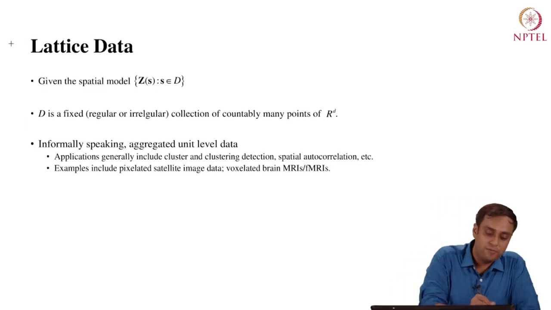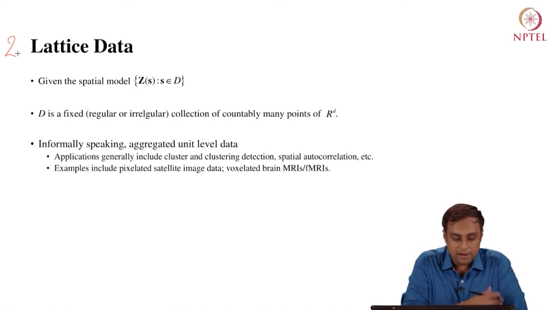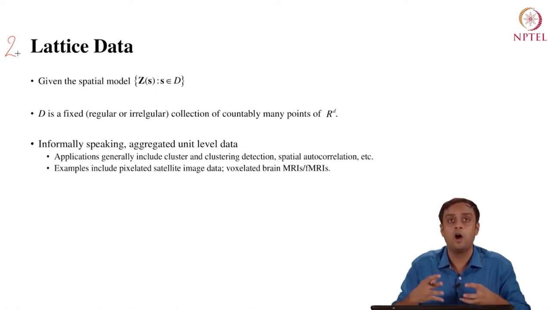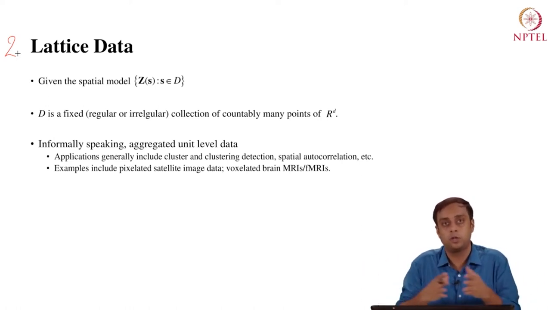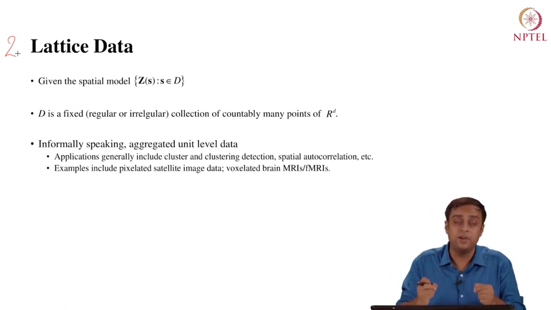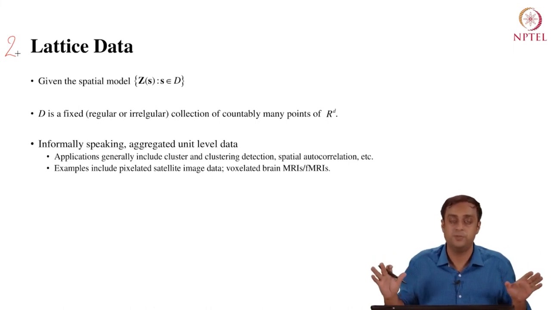The second type of spatial data is called lattice data. Again, here D is a fixed, regular or irregular collection of countably many points of the d-dimensional real space. So here I do not have entities moving continuously throughout the space. I will have fixed, given, regularly or irregularly spaced points where I can observe data.